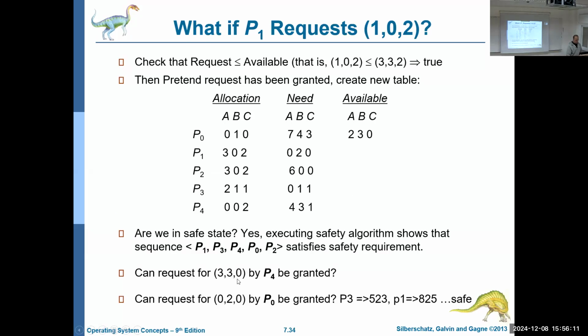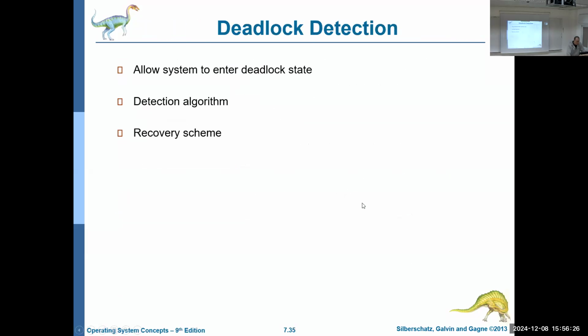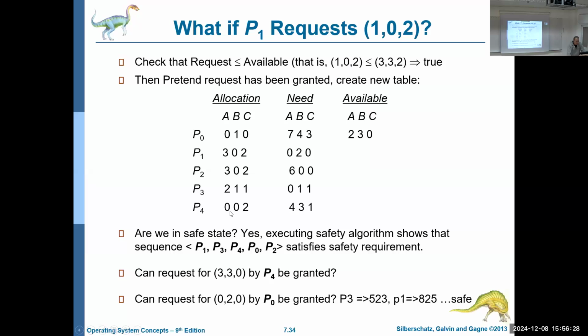Not this table. I'm just remembering: this 330 will mean that the C will still be 2, but these will be zeros. Can you do anything with just the C? No. P4 himself, with 330, still wants one more A, so he can't finish. The C doesn't help him. It doesn't help anybody, so no, this can't be granted. The Cs that we have left over are not going to help.